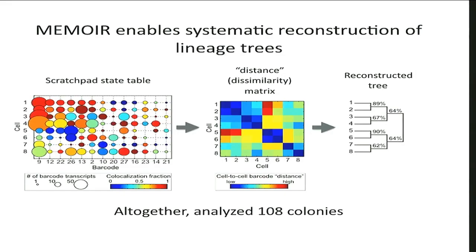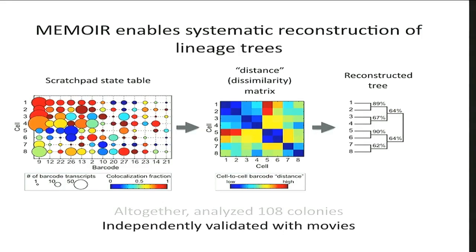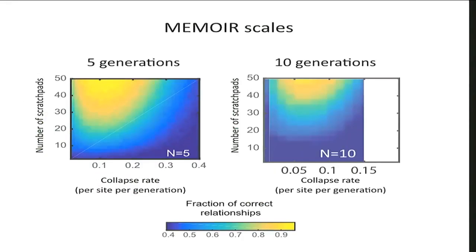So using the movie, we have an independent way of following all the cells and knowing what the true lineage is. And so we can compare these reconstructed lineage trees to the real ones. We did this for about 108 colonies altogether and validated them. I should say, the system scales surprisingly well.